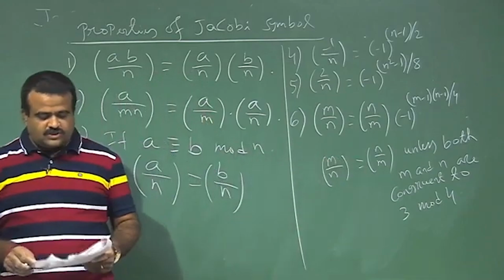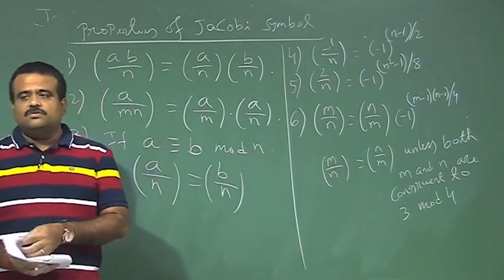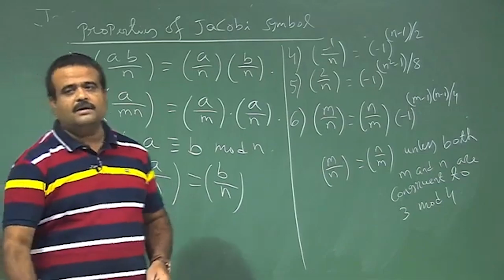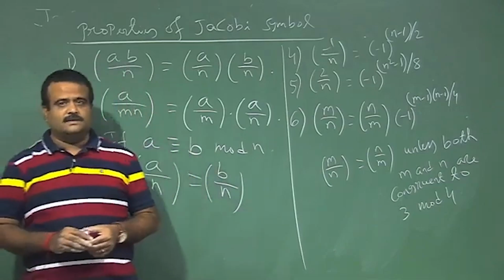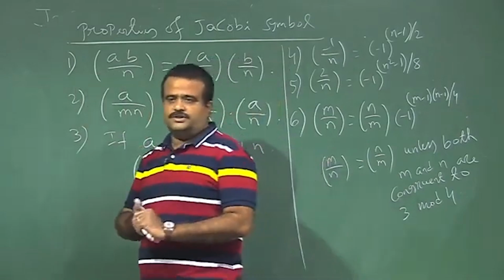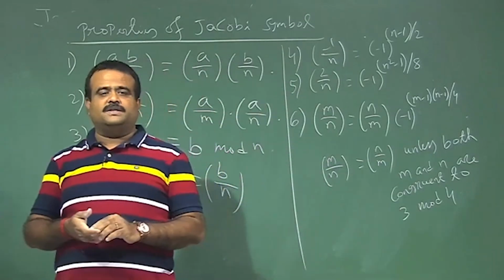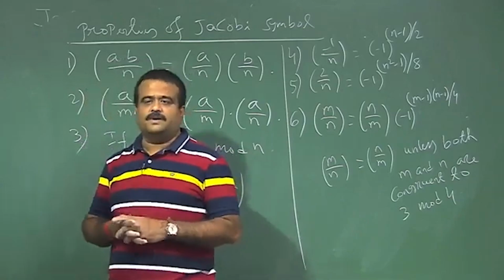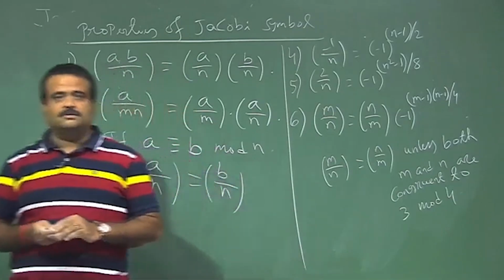We will use this result to find the Jacobi symbol of any a by n, and we will see how it is useful for a crypto system or for primality testing, to check whether n is prime or not. Thank you.